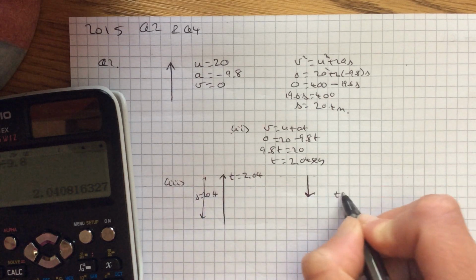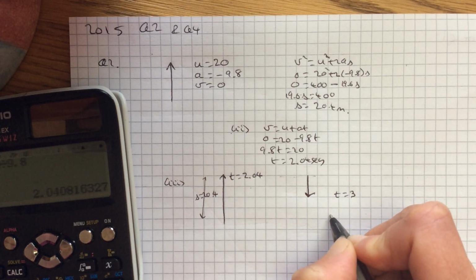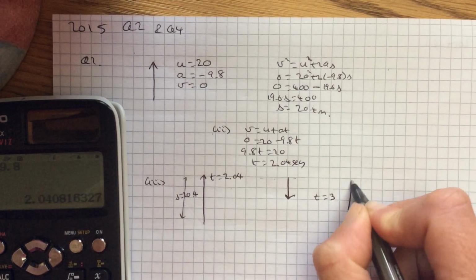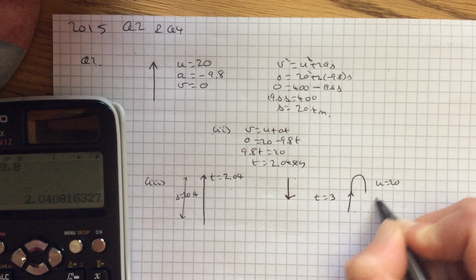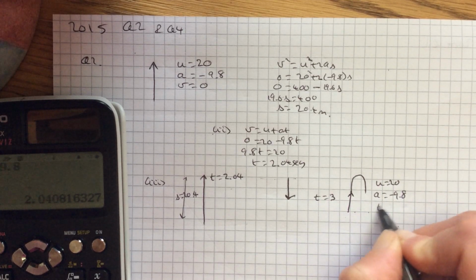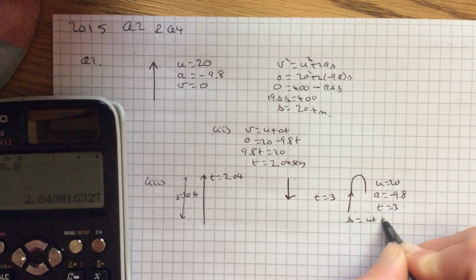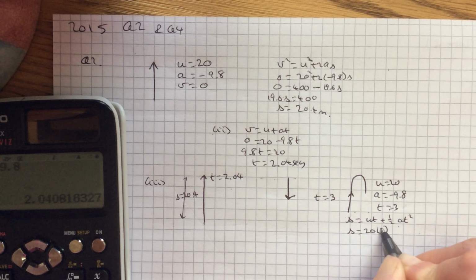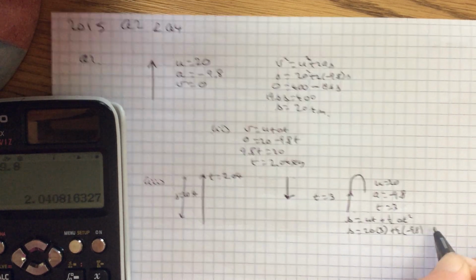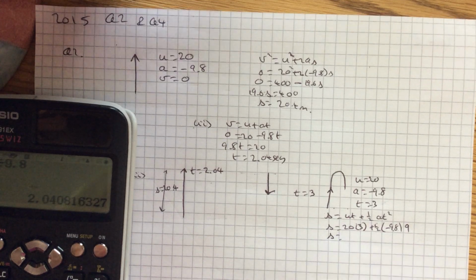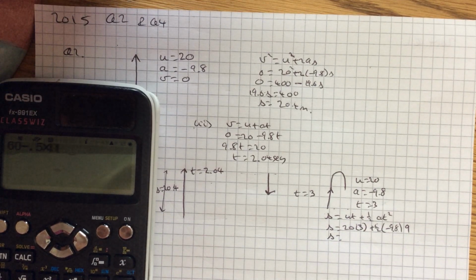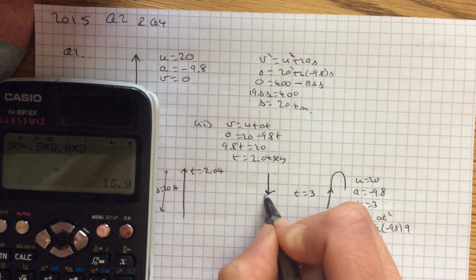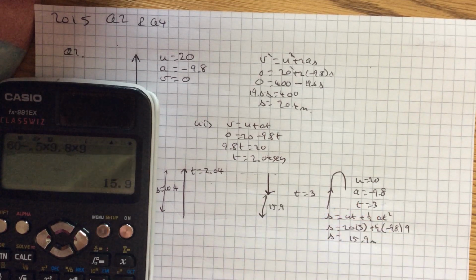Now, if I put in time equals 3, it will tell me, doing it as a whole motion from the beginning. So u is 20, a is minus 9.8, and t is 3. If I use s equals ut plus a half at squared, where t squared is 9, then working that out, 60 minus 0.5 times 9.8 times 9 gives me an s of 15.9 meters. So the distance above the ground here is 15.9.